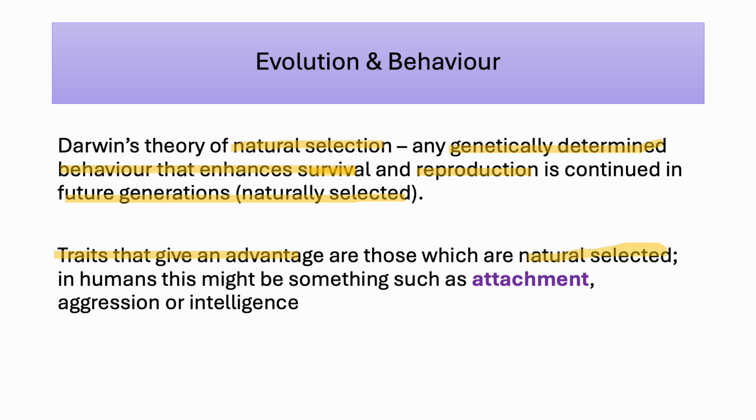In a psychological sense, in humans, this could be something such as attachment, aggression, or intelligence. Aggression is something that's naturally selected because being aggressive allows you to survive. It might allow, especially primates, to get to the top of the hierarchy. Intelligence is crucial in humans to navigate the world, basically, and get by, or to get a job, etc. So those are all desirable traits.